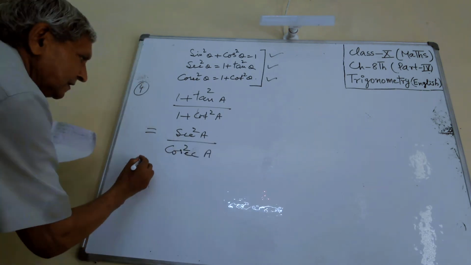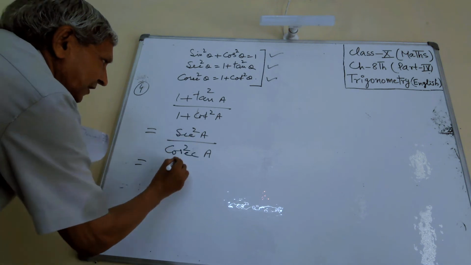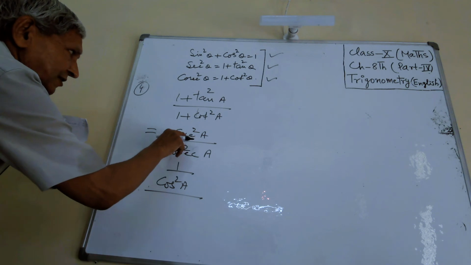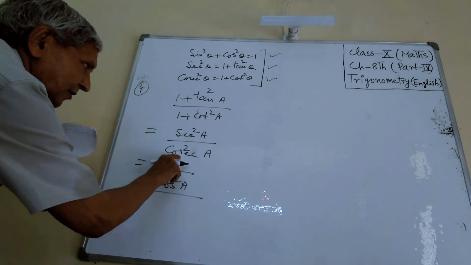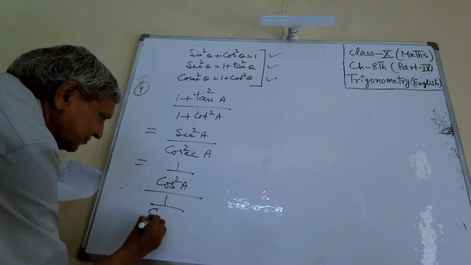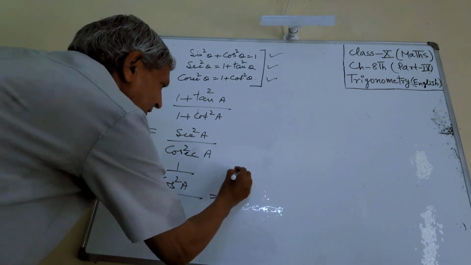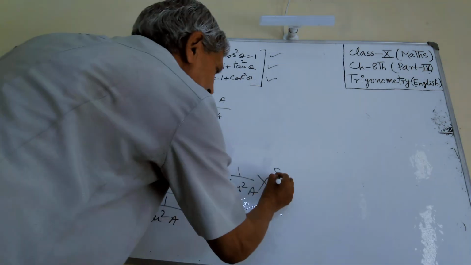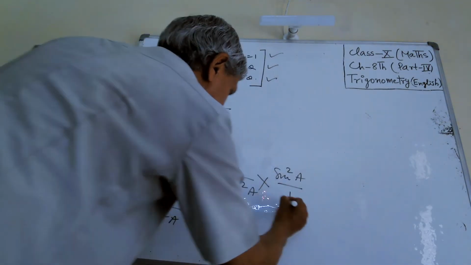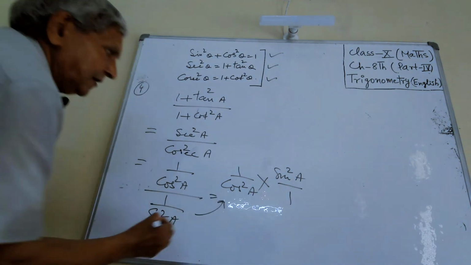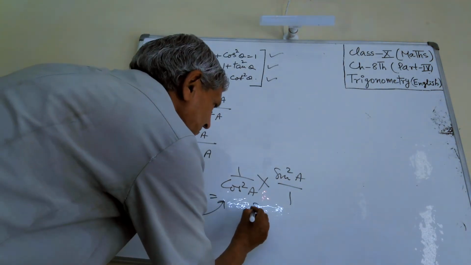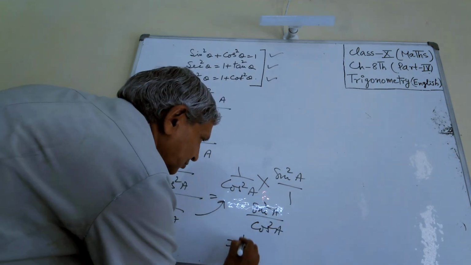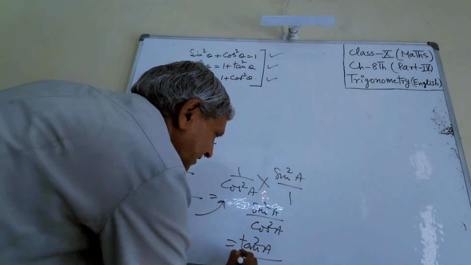Now, sec square A is equal to 1 upon cos square A. Change this: sec is reciprocal of cos and cosec is reciprocal of sine, so 1 upon sine square A. Now this is 1 upon cos square A into sine square A upon 1. Change this here. And now sine square A upon cos square A is equal to tan square A. This is the answer.